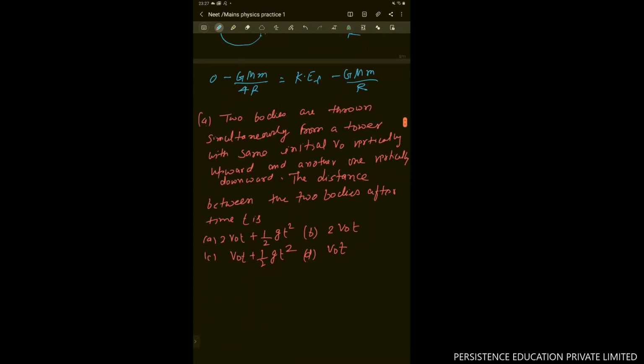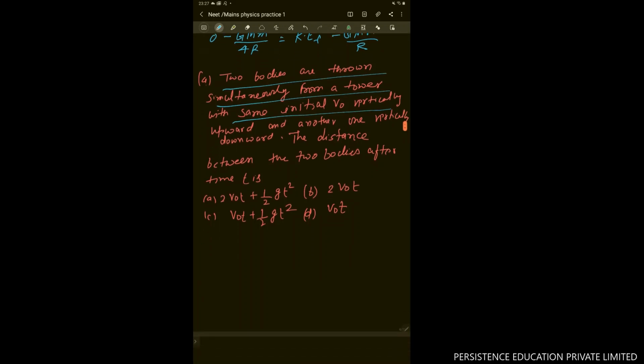Two bodies are thrown simultaneously from a tower with the same initial velocity, vertically upward and downward, right? This question has one assumption: t is a time where none of the bodies has landed. If that is the case, this becomes a very interesting and very simple question. Many times people try to find the displacement of the first particle and the displacement of the second particle. That is not required.